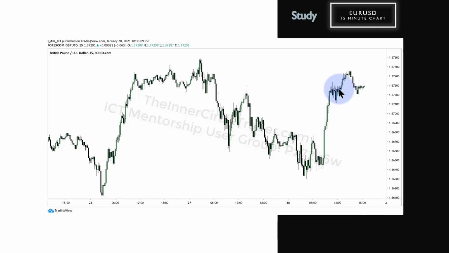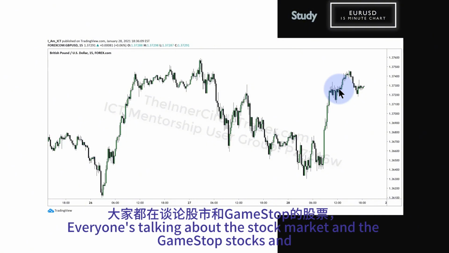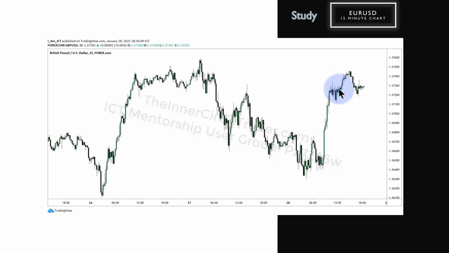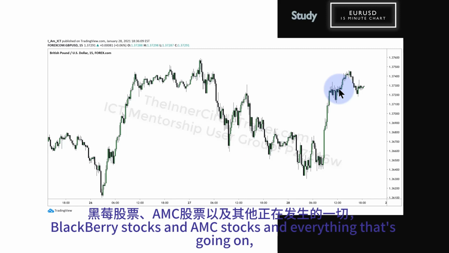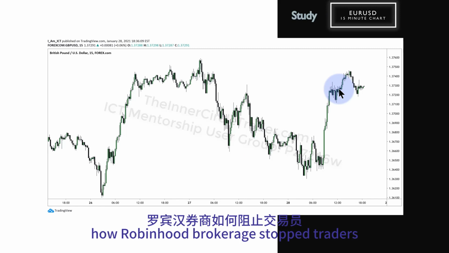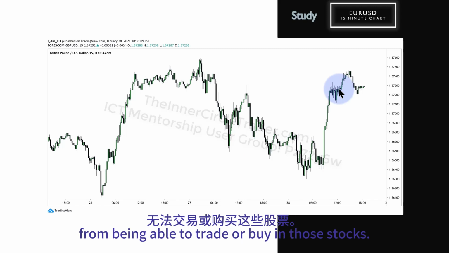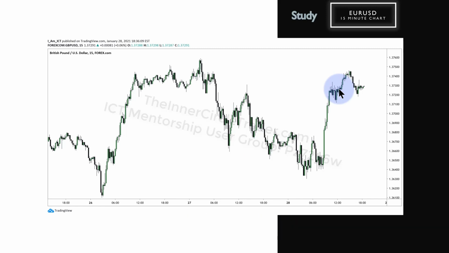Last bit of business. Everyone's talking about the stock market and the GameStop stocks and BlackBerry stocks and AMC stocks and everything that's going on, how Robinhood brokerage stopped traders from being able to trade or buy in those stocks.